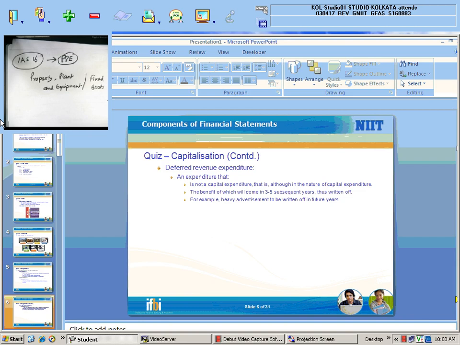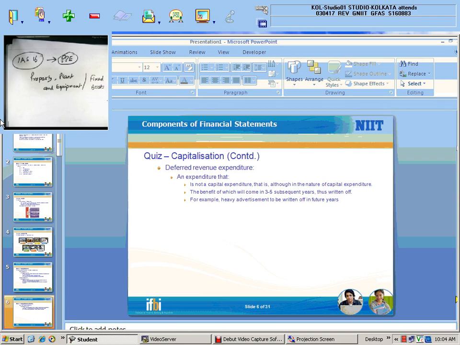So over a period of 3 or 4 or 5 years, they will write off the entire deferred revenue expenditure. So deferred revenue expenditure is a revenue expenditure. It doesn't create any fixed assets, nor does it create any intangible assets, so to say. Basically, it is for increasing the entity's revenue. The purpose is very simple: to help the company earn more revenues.